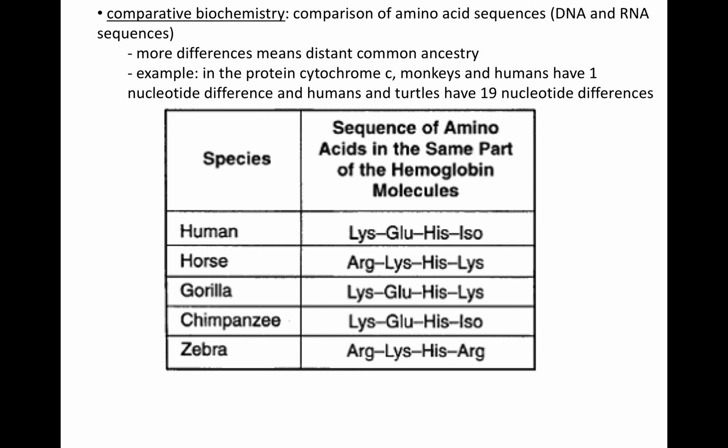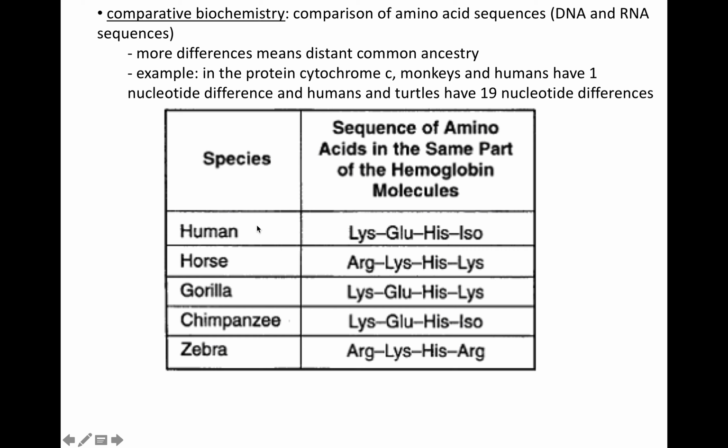Another piece of evidence for evolution is called comparative biochemistry. What we're pretty much looking at is DNA and RNA sequences and comparing them to each other. And the more differences you have, the less related you are. Okay? So more difference means more distant ancestry.